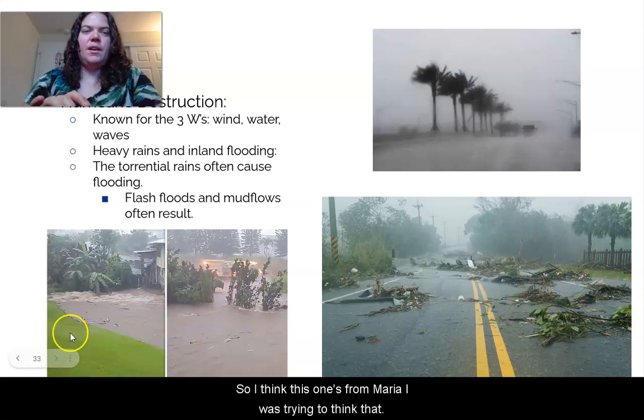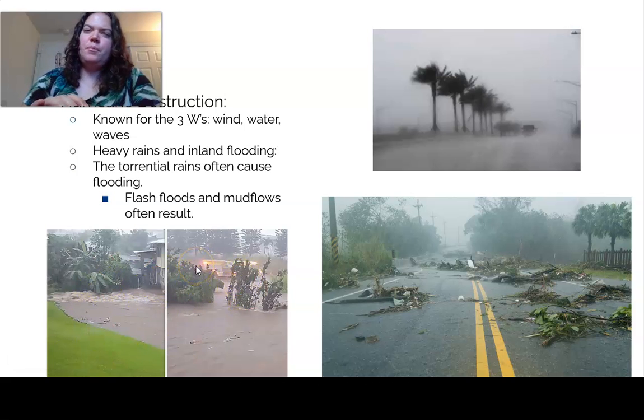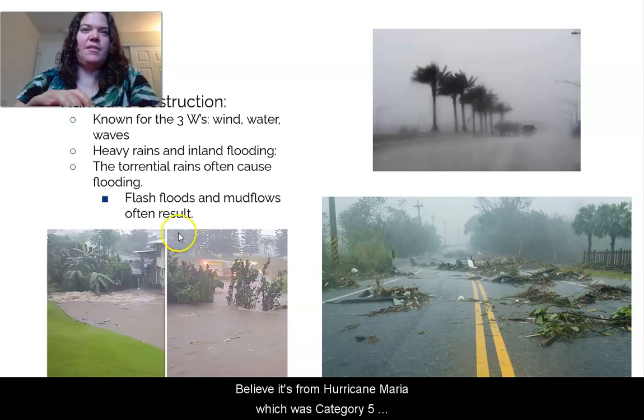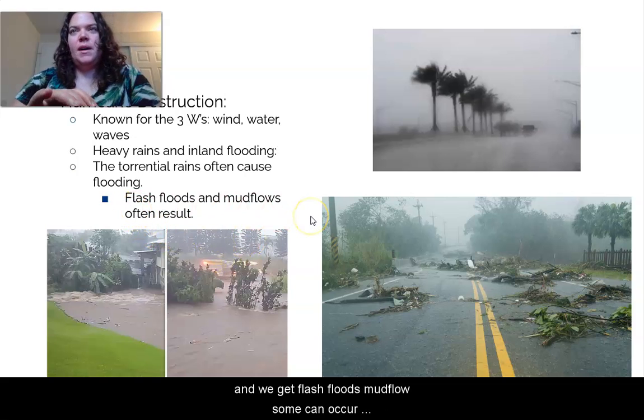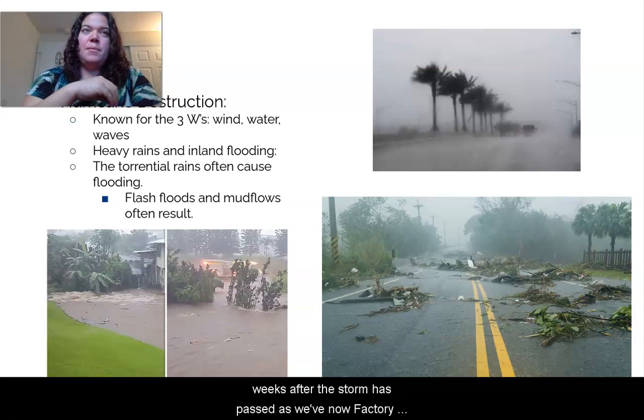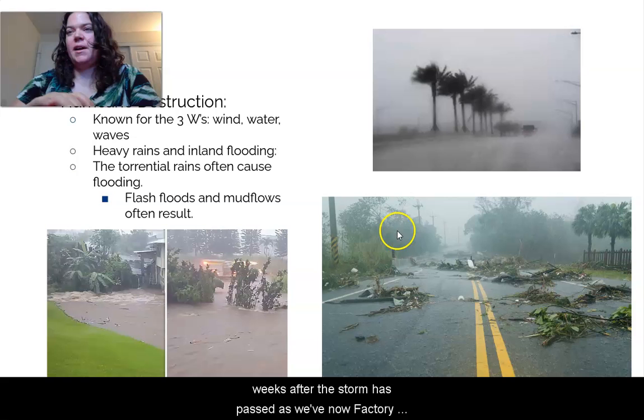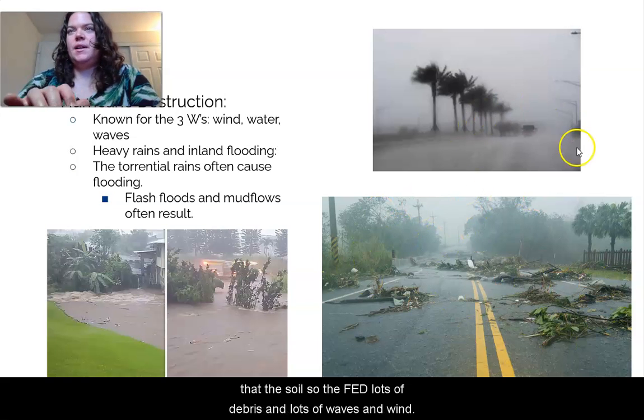So I think this one's from Maria. I believe it's from Hurricane Maria, which was Category 5. And we get flash floods, mud flows. Some can occur weeks after the storm has passed because we've now saturated the soil, so that's bad. Lots of debris, lots of waves and wind.